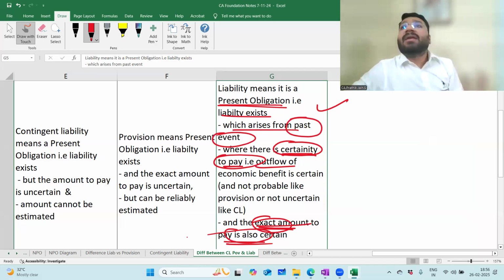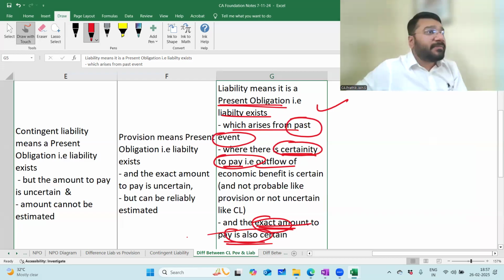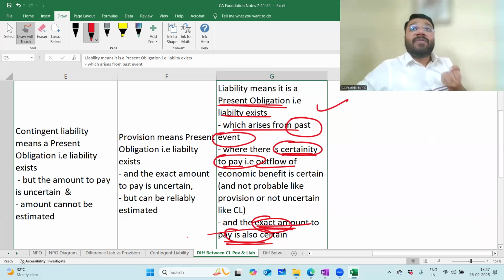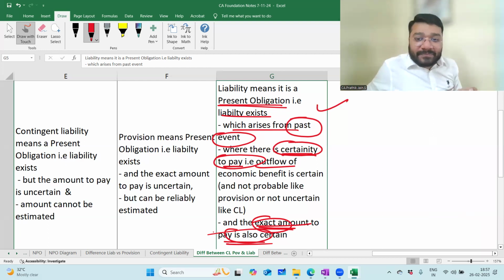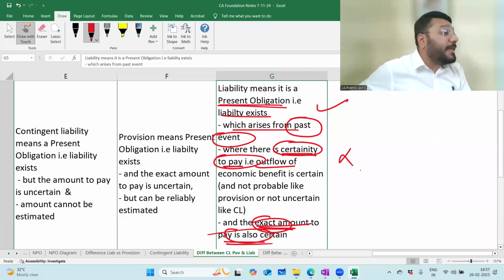You take any liability: creditors, bills payable, outstanding wages, outstanding salaries. All these are my liabilities. But what is a share warrant? I got the money. First of all, it is money coming in, not going out. So the outflow itself is not there. So this cannot satisfy the condition of being called a liability.